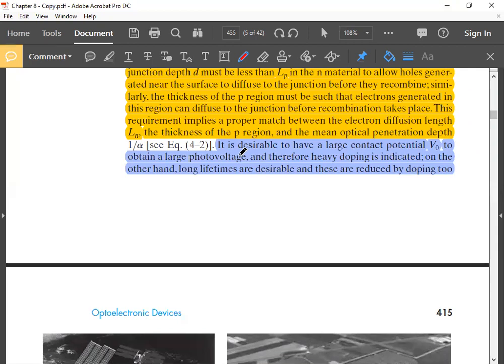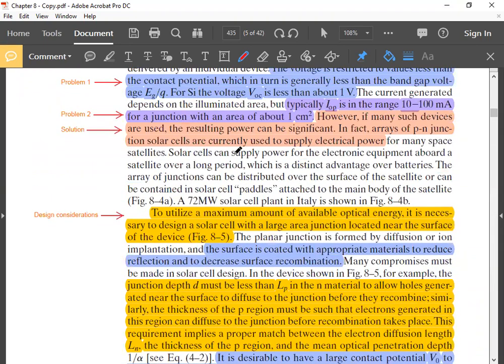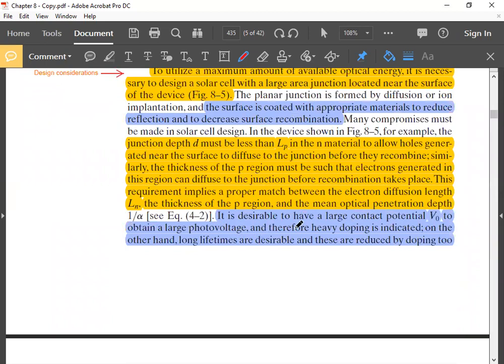So how can you increase VO? Can anyone tell me how VO can be increased? The equation of VO is KT by Q ln of NA ND by NI square, right? So obviously NA and ND, the doping concentrations: if you increase the doping concentrations of the N side and P side, VO will increase. So therefore, heavy doping is indicated. But there is a problem.